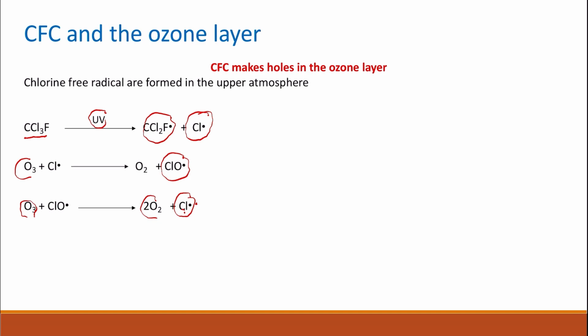So chlorine here acts as a catalyst. So the overall reaction, we have two ozone molecules giving us three oxygen molecules, and the chlorine free radicals will be the catalyst for this reaction. This is how CFCs, or chlorofluorocarbons, will destroy or make holes in the ozone layer.